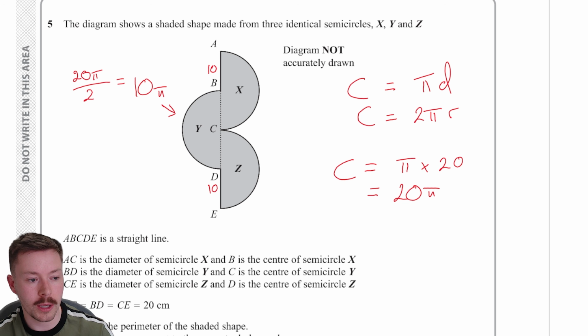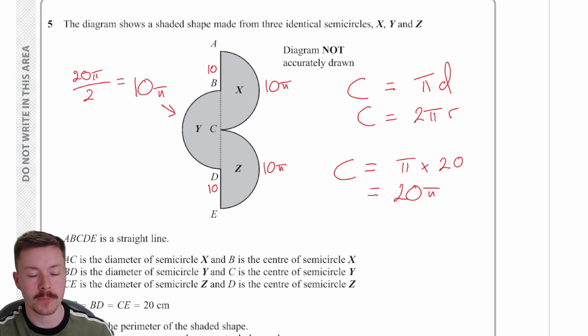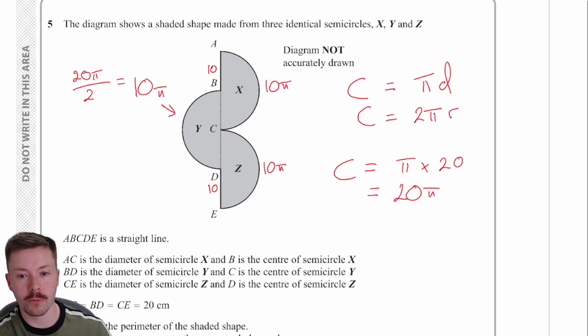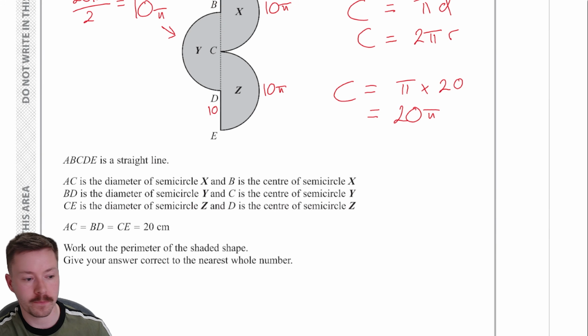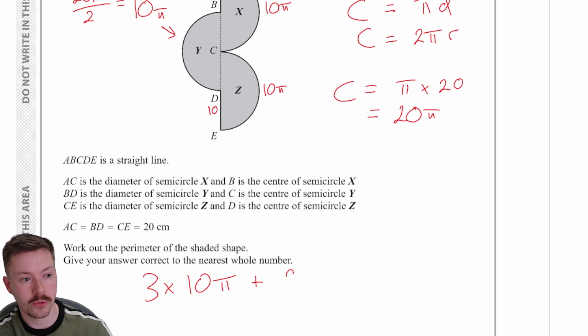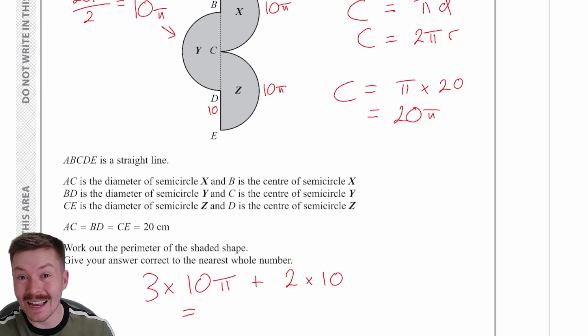So we've got 10 pi for this curved part, and 10 pi for this curved part. So all in all, that gives us a total of 3 times 10 pi, which is 30 pi, plus 2 lots of 10, which gives us an answer of... and this is an exact answer. We will need to, in a second, change this by pressing S to D.